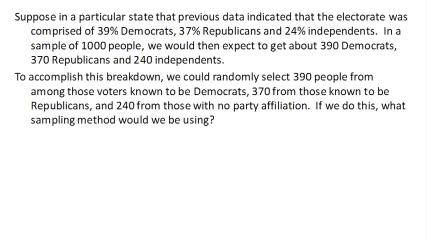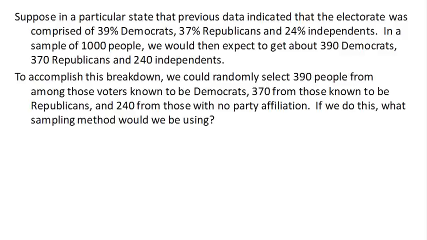So, for example, suppose that in a particular state, previous data has suggested that the electorate was approximately 39% Democrats, 37% Republicans, and 24% Independents. And so, in a sample of 1,000 people, let's say we're doing a political poll, we want to make sure that we get about 390 Democrats, 370 Republicans, and 240 Independents. Now, one option would be to go ahead and do our simple random sample and just sort of hope that everything works out okay, because chances are it probably will come out pretty close. But another option would be to randomly select from 390 people known to be Democrats, 370 who are known to be Republicans, and 240 with no political affiliation. This is assuming that people have somehow indicated their party affiliation.